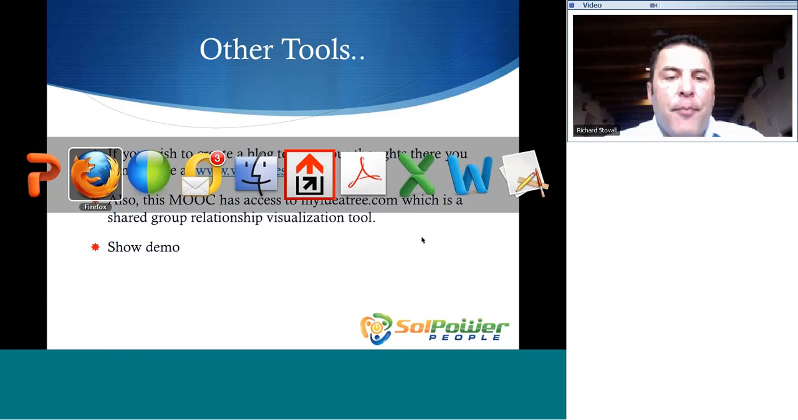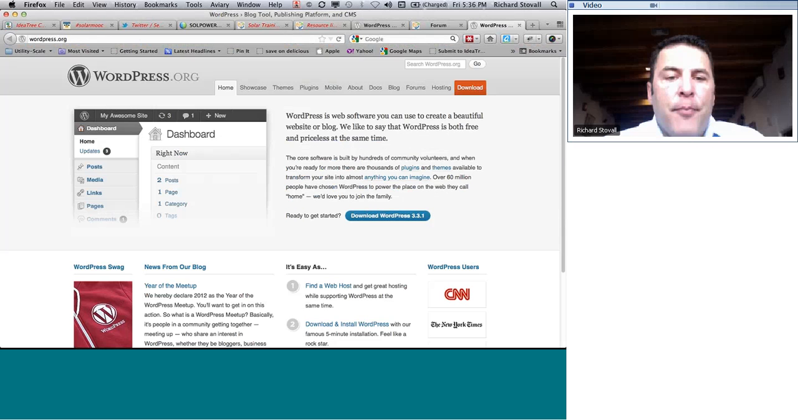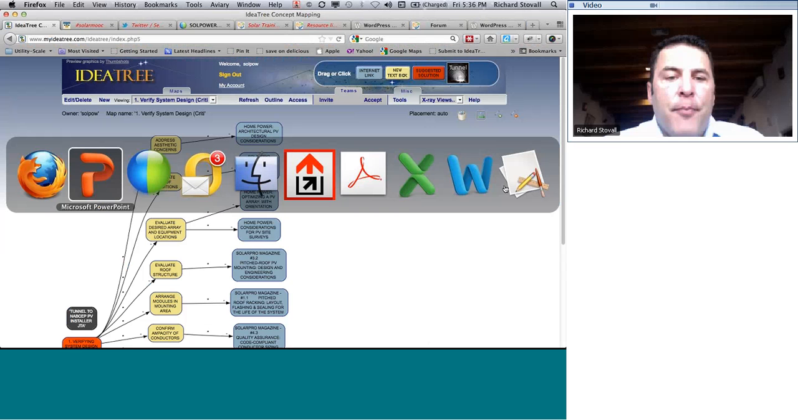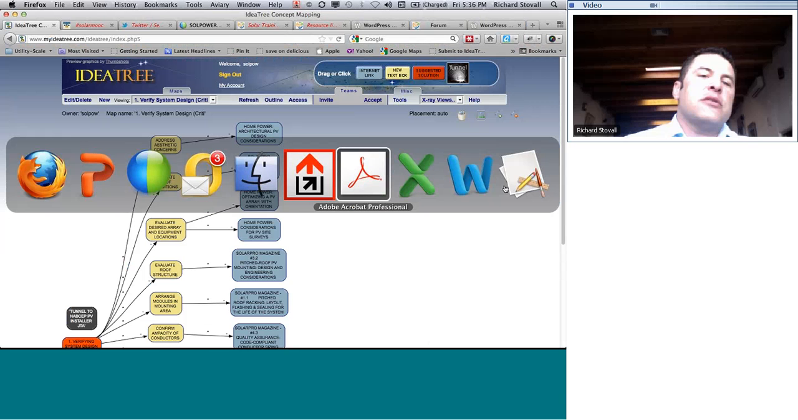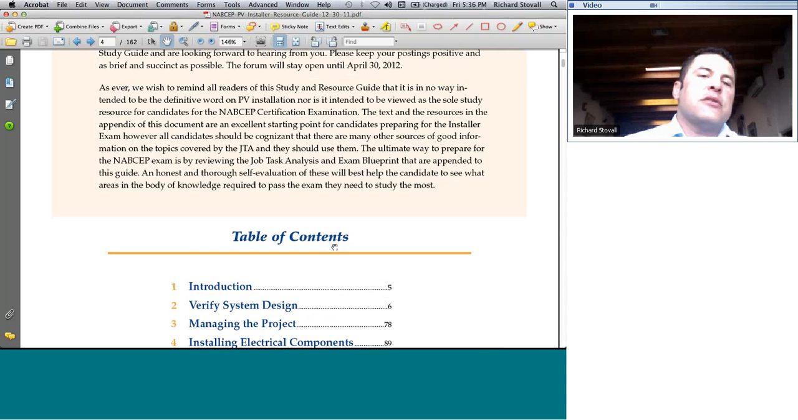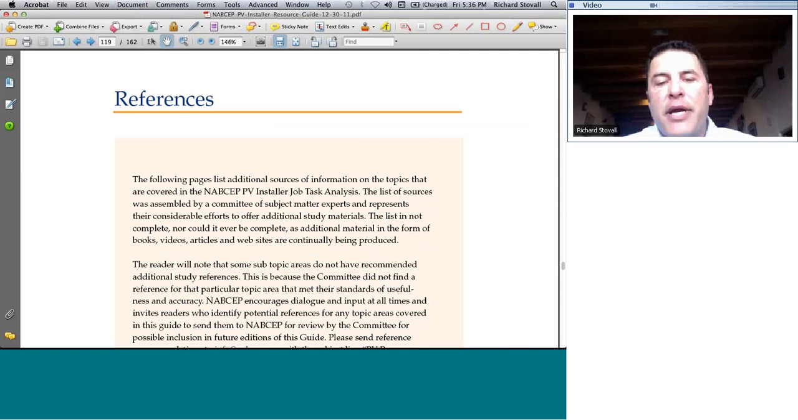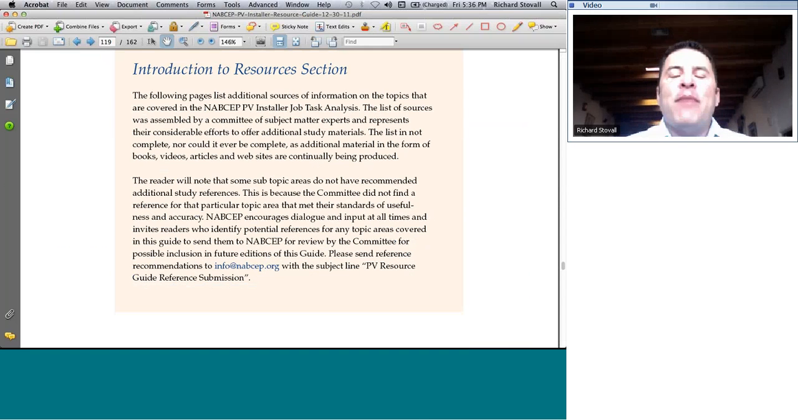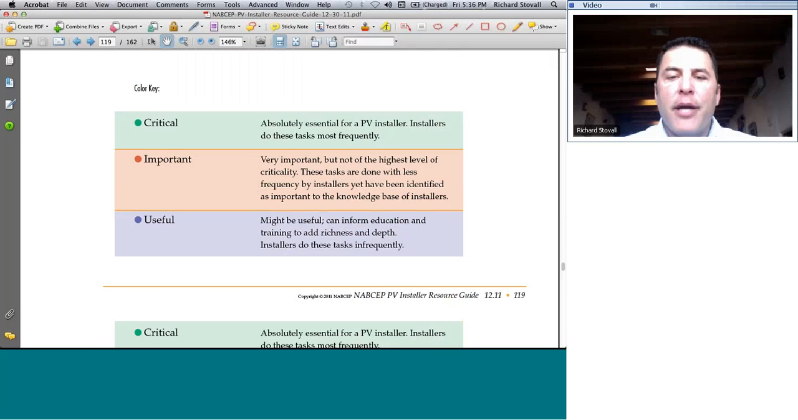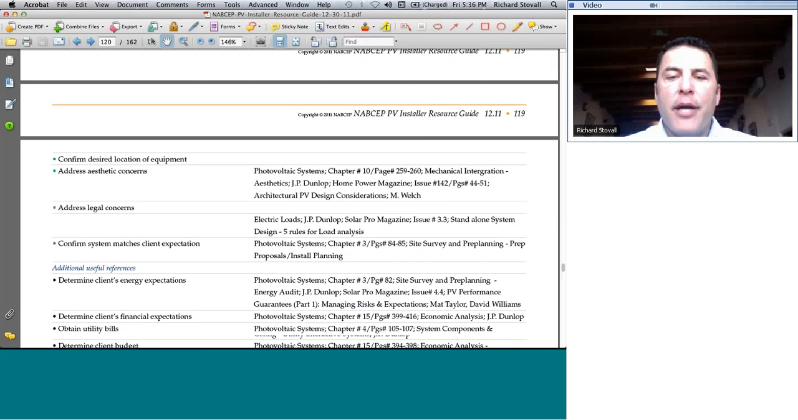So I worked on the team that identified the secondary resources for the NABCEP study guide. It starts on page 119, okay? They break all the subtasks out into critical, important, and useful, okay? So you can see there are many different subtasks, right? And most of them have one or more additional secondary resources that you can use to learn a little bit more about the concept. Okay, each one of these topics is broken.